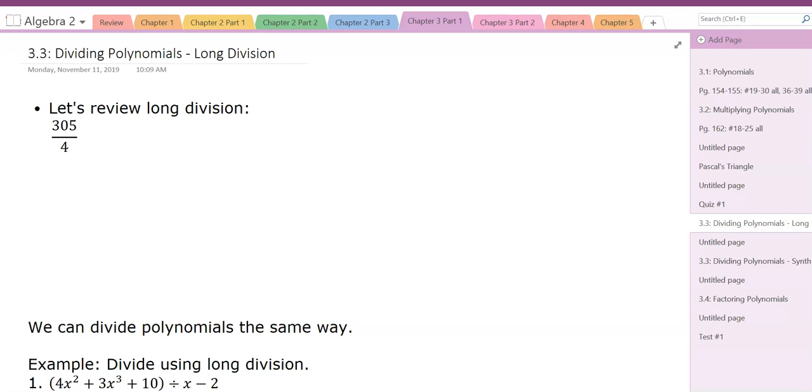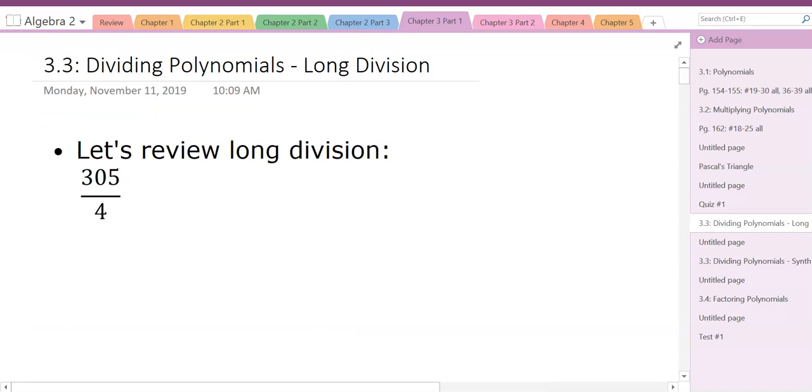So I want to just go over how you did long division when it was just a number. You would have learned this a long time ago when you were first learning how to divide. You did long division first. So if we had something like 305 divided by 4, what we would do, remember, is write this out with the 4 sitting out front, and the 305 goes underneath that division sign.